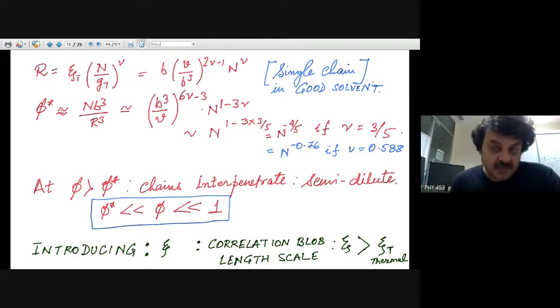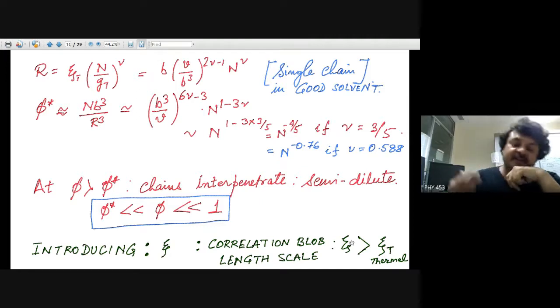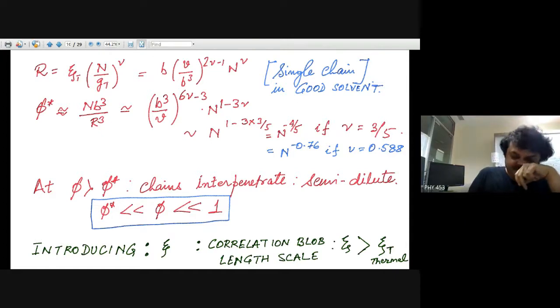And then when you are going in the semi-dilute limit, to understand how the monomer is distributed over different length scales, we have to introduce the idea of xi, which is called the correlation blob length scale. And understand that xi in a good solvent is greater than xi T, the thermal blob length scale, right?